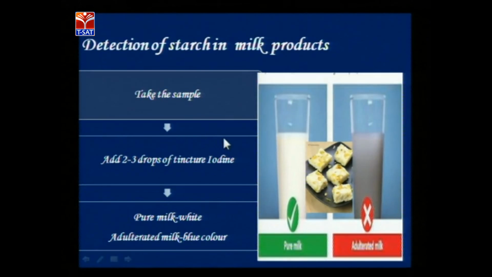Friends, for the detection of starch in your milk, milk products and sweets, you have to go with this test. Take your milk product and add 2 to 3 drops of iodine. If your milk product or sweet is pure, it remains like that. If it is adulterated with starch, it turns blue in color like this. With this test, you can identify whether your milk products and sweets are pure or adulterated with starch.